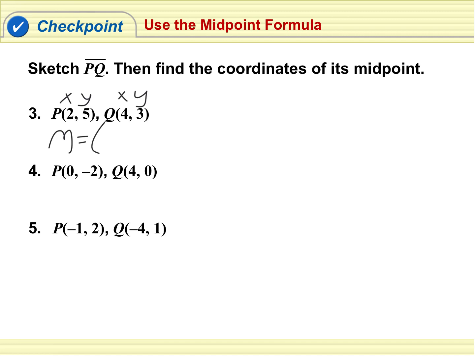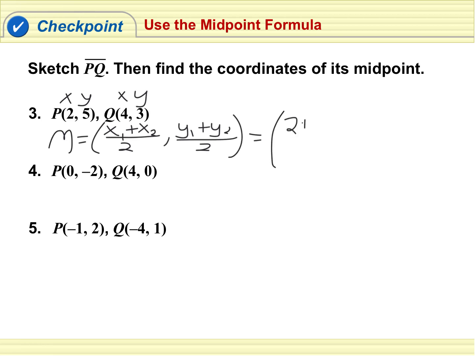What do we do first? Add the two x's together, divide by 2. What do we do next? Add the two y's together and divide by 2. Good. Now let's plug it in. What are our two x values? 2, yep, 2 and 4.